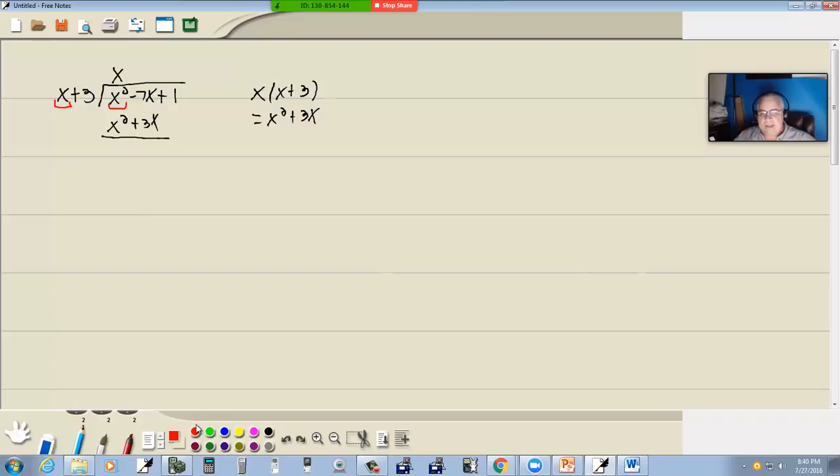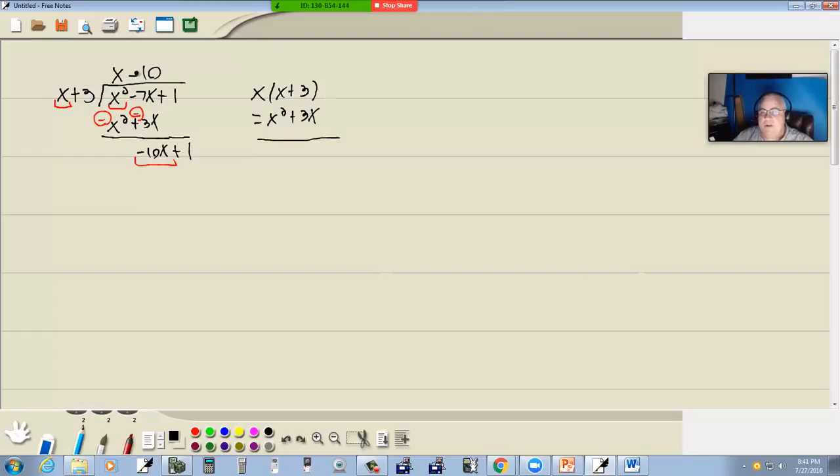Now we're going to subtract that, which means we're going to flip signs. So the x squared becomes negative, the positive 3x becomes negative. X squared minus x squared drops away. Negative 7x minus 3x is negative 10x, and then we'll bring down the plus 1. And then we repeat the process. We look at the first term of each side, what goes up on top. You ask yourself what times x gives you negative 10x, and that'd be negative 10.